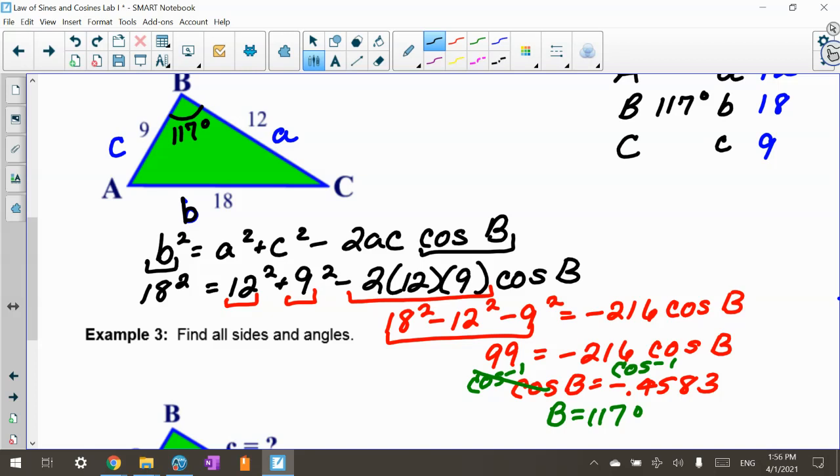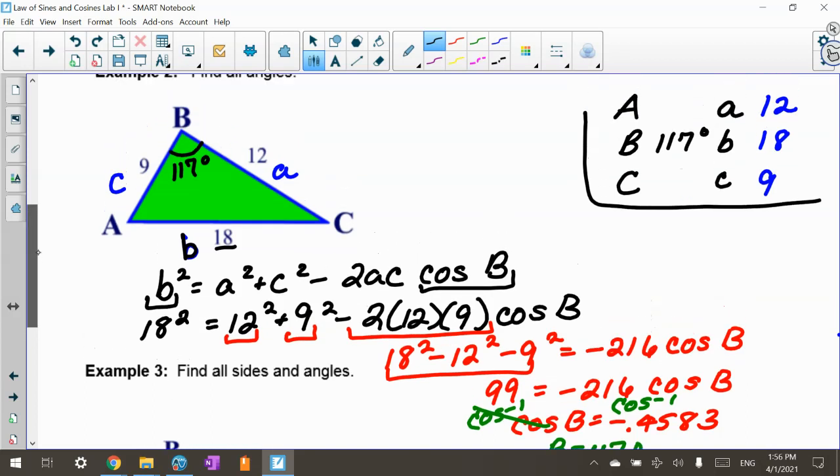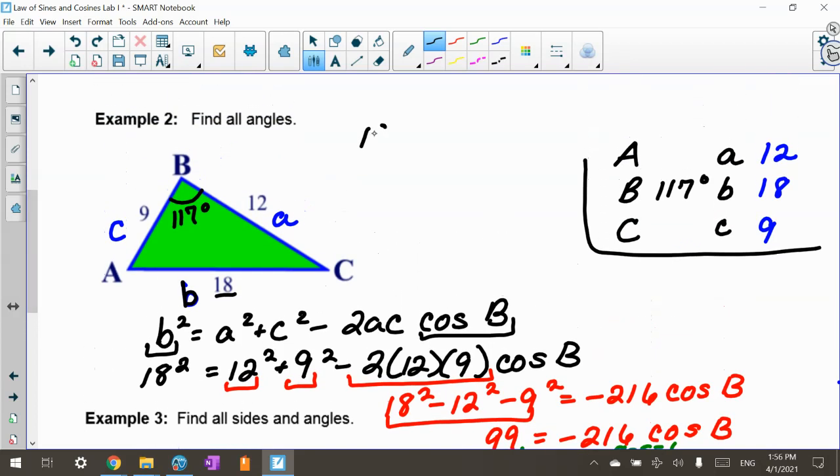So you know what I did? Now that I know this 18 and 117, now I can do the law of sines. So I'm going to kind of do this over here. So don't let this mess you up. Actually, I've got room here. So I'm going to say 18 is to the sine of 117 equals, now what do we want to find next? Let's find A. So what we're going to do is 12 is to the sine of A. See how that works?